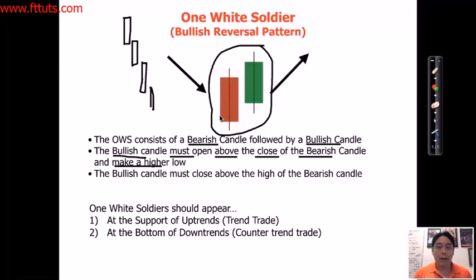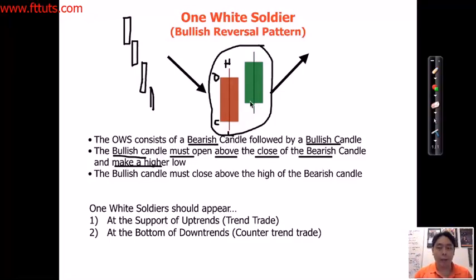Now, when you see a bearish candle, recall that this is the opening price at the top of the candle body. This is the closing price, right? And the top of the shadow, that's the high, and the bottom of the shadow is the low. Okay, great. Now, once you have that bearish candle, it has to be followed immediately by a bullish candle.